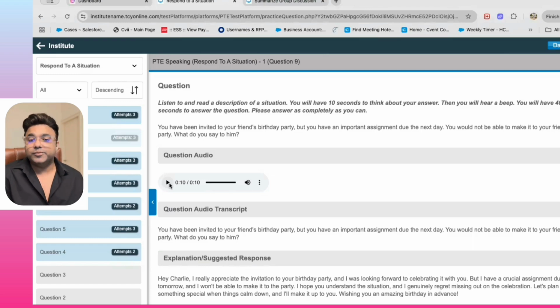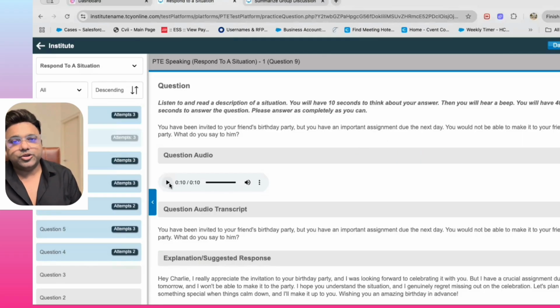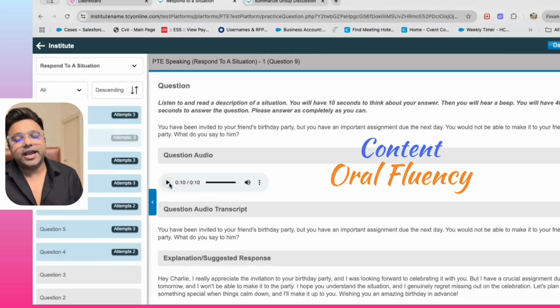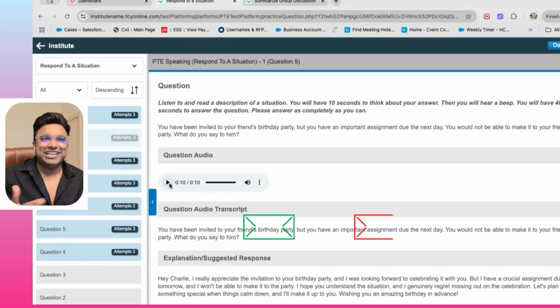Now, I did have a few spurts and starts here, but when you're framing the answer, remember, try to frame it in one go because that will help you get marks on your fluency. So for this particular question, you get marks on your content, your oral fluency and your pronunciation. Content would purely help you score higher if you are picking up certain words from the question. It's really important. Okay. Remember to include words like birthday, assignment, party, all of these things.